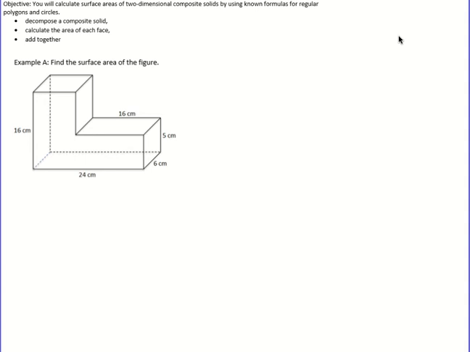It's built using two rectangular prisms. There's one on the top and one on the bottom. So if we're finding the surface area of this, we have to find the area of all the faces and add them all together. For this example, we're going to start with the base.